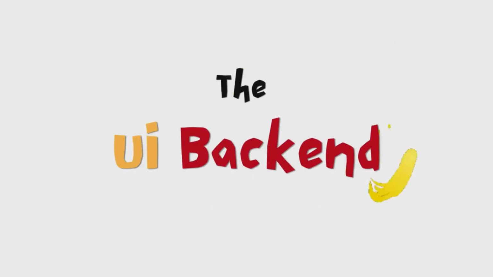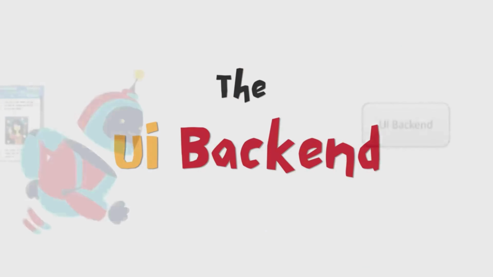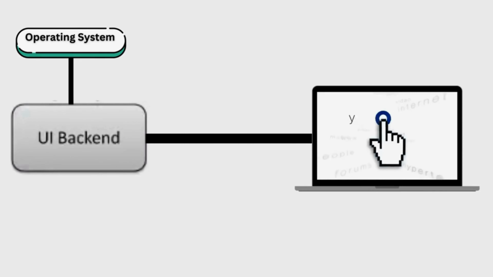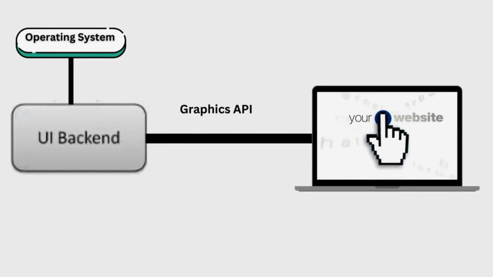The final step in this process is where the rendering engine hands over the painted content to the UI backend. It works with the operating system to display the web page using system-level graphics APIs.